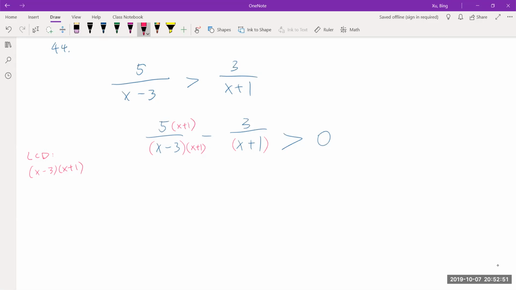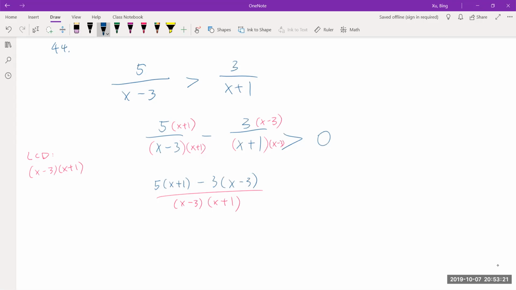Similarly, you need to multiply the second fraction by negative 3 on top and at the bottom to make the denominator the common denominator. Right, now the denominator becomes x minus 3 times x plus 1. The top part is 5 parentheses x plus 1 minus 3 parentheses x minus 3.